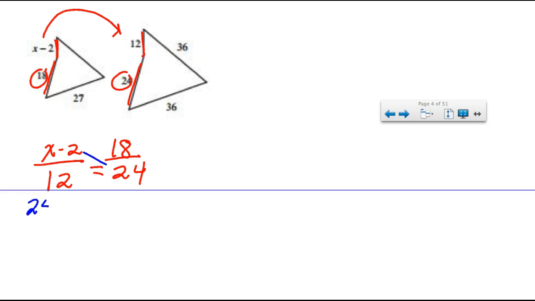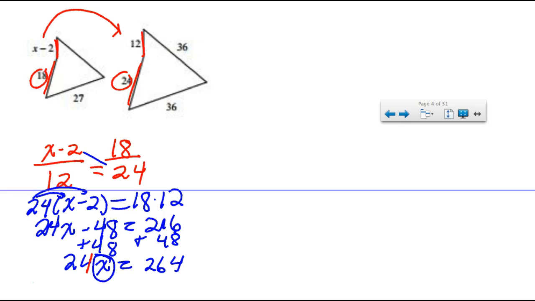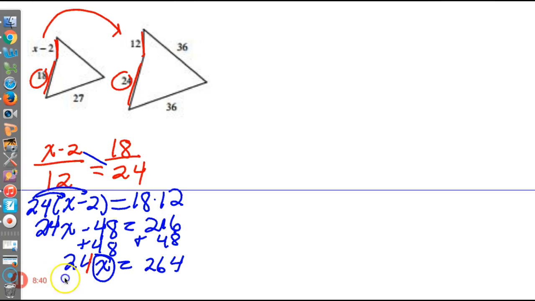We'll do 24 times x minus 2 has to equal 18 times 12. And we'll distribute because that's probably what you've been told to do. So I'll do 24x minus 48 is equal to 18 times 12. 18 times 12 will yield 216. I'm going to add 48 to both sides, trying to attack that x here, and I've got 24x is equal to, and when you add, you're going to get 264. So now attacking that x, it's 24 times x, so I'm going to divide by 24.